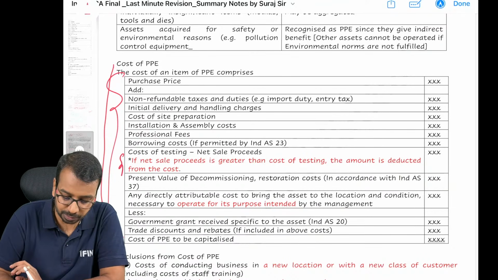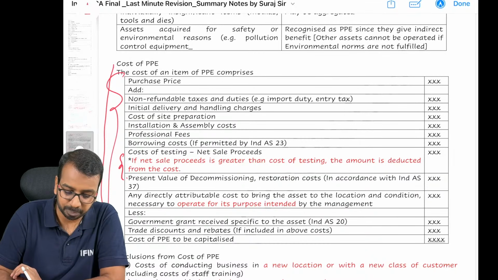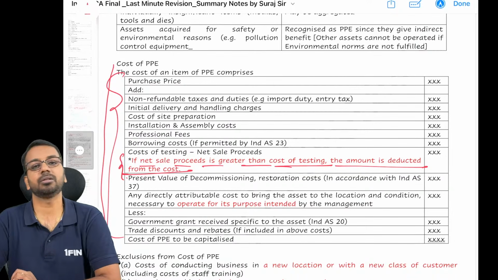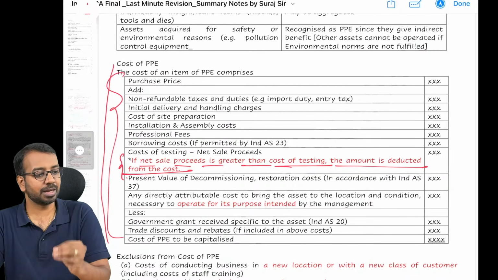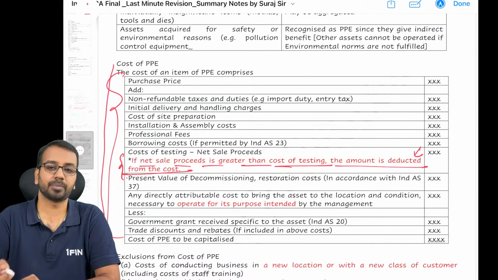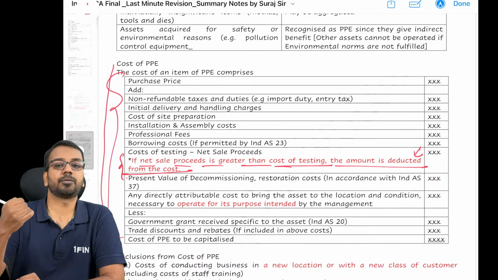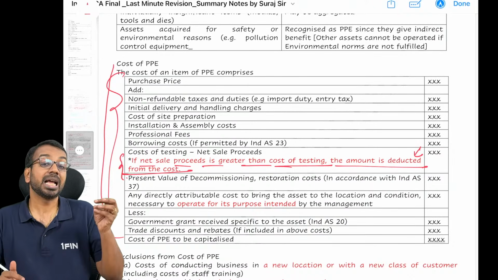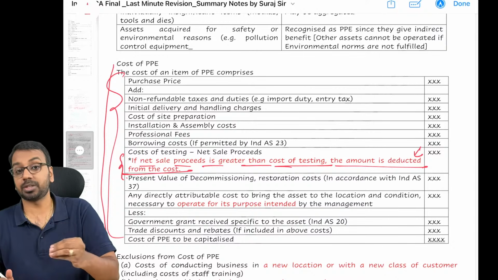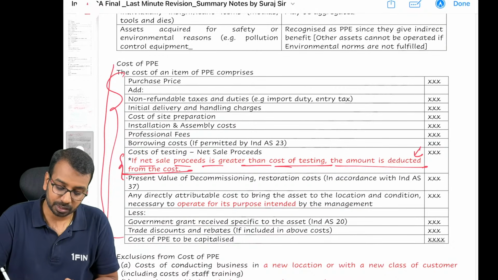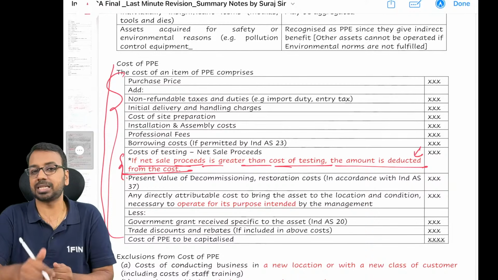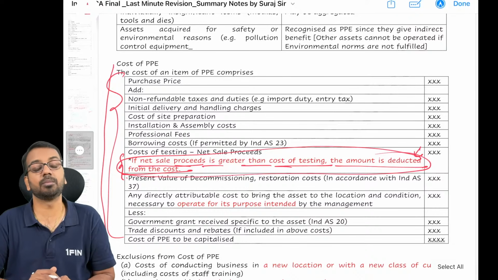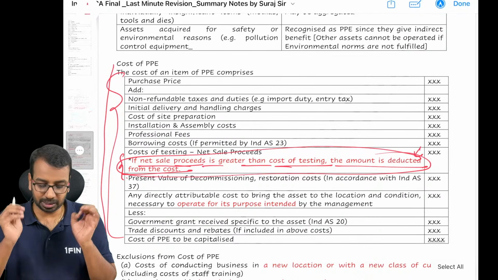Here is one important point, a recent amendment. If net sale proceeds are greater than the cost of testing, then the amount is deducted from the cost. We will not take the excess value to the P&L. The amount is deducted from the cost. So when we are making the PPE ready for use, if there are costs being incurred for testing and the actual sale proceeds during the testing period are more than the cost, that will be reduced. It will be treated as a negative item from the PPE cost. Important thing, keep in mind.